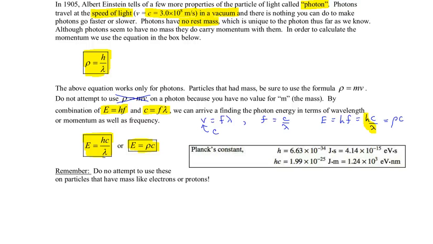Okay, I think you're ready to get some practice with working with photons. Go on to the next example, example number 1.